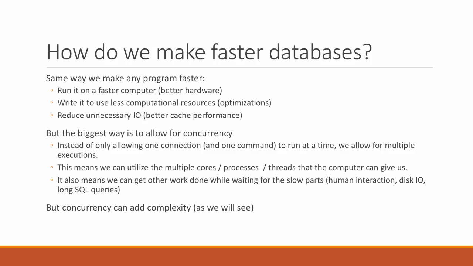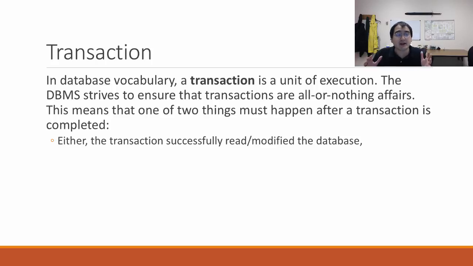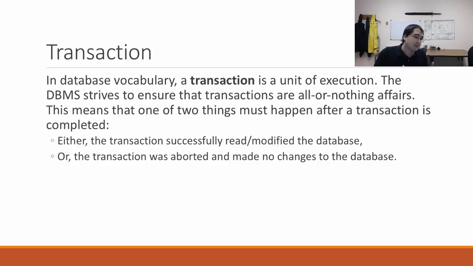So one vocabulary word that you're going to need to know, because we're going to be using this term over and over again, is that of a transaction. A transaction is really like a unit of execution. The DBMS strives to ensure that transactions are all or nothing affairs. Think of it as a short program, usually some number of queries. After a transaction is completed, either the transaction succeeds, it reads and or modifies the database, it does what you want, or the transaction is aborted and it makes no changes to the database.